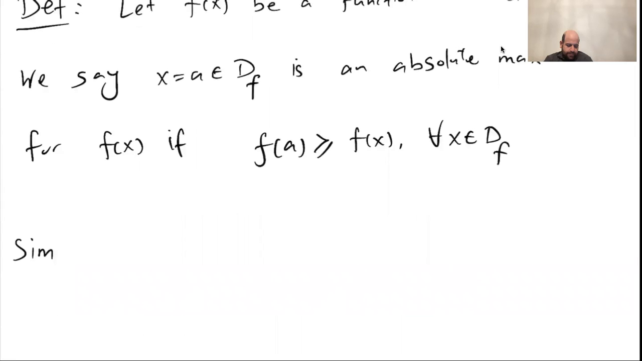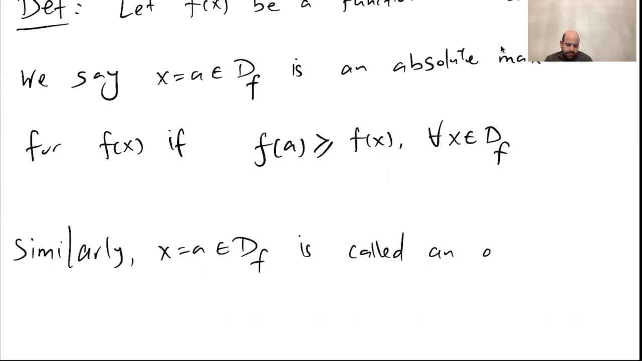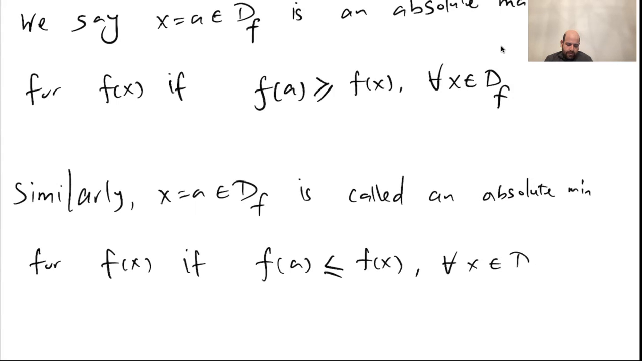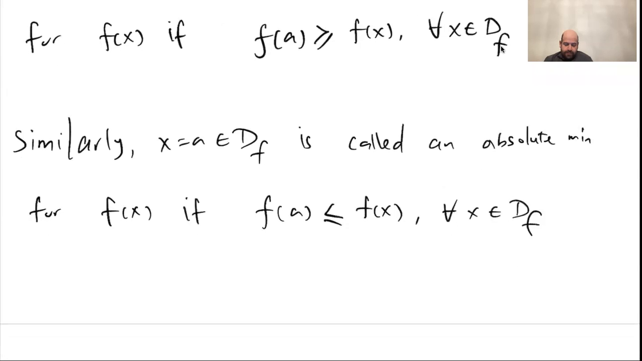Similarly, x equals a inside the domain is called an absolute mean, absolute mean for f of x, if f of a is the smallest value compared to all values inside the domain.